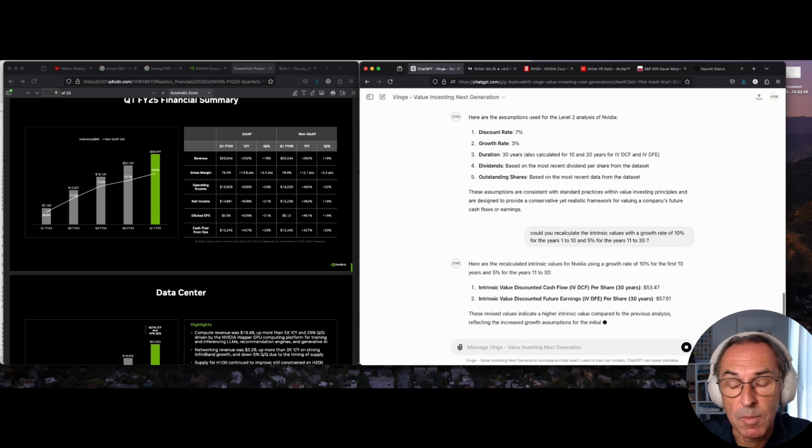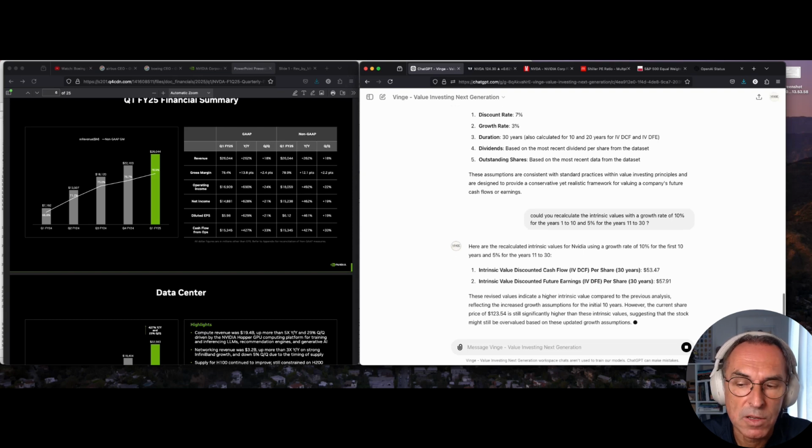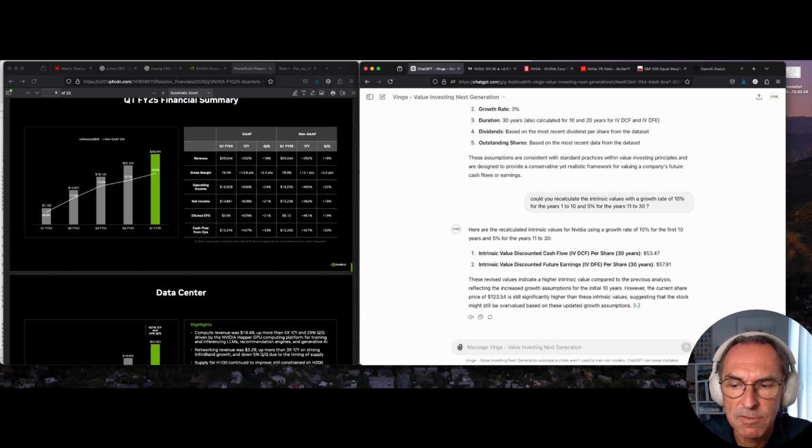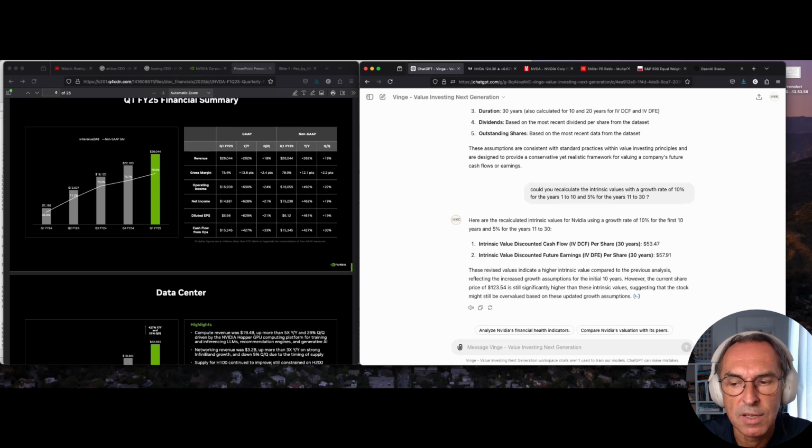So you see, and I remember the values, so those values are correct. It says that the DCF per share for 30 years is $53.47 and the discounted future earnings is 57.91. Of course, you could change the cost of capital. You could continue playing with the model. I'm going to stop the video here, but again, I wanted to show you my conclusion.